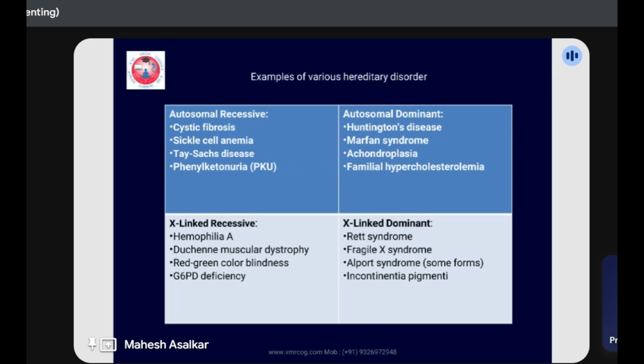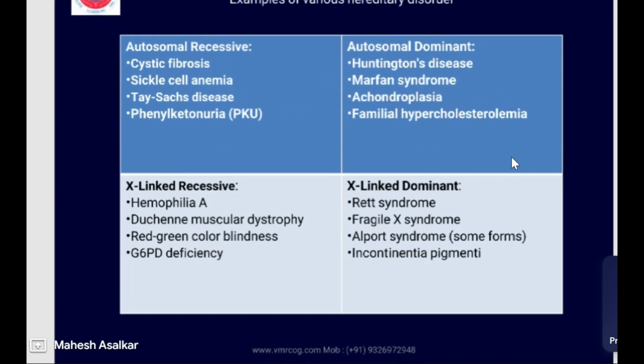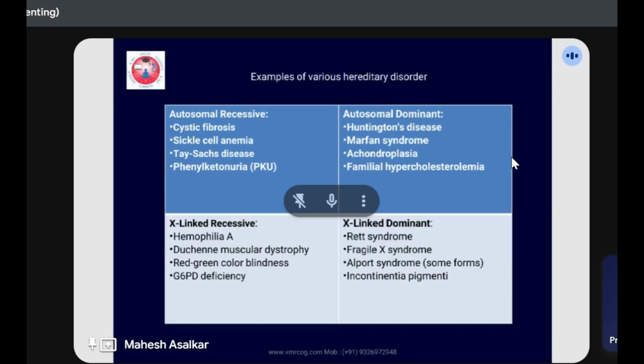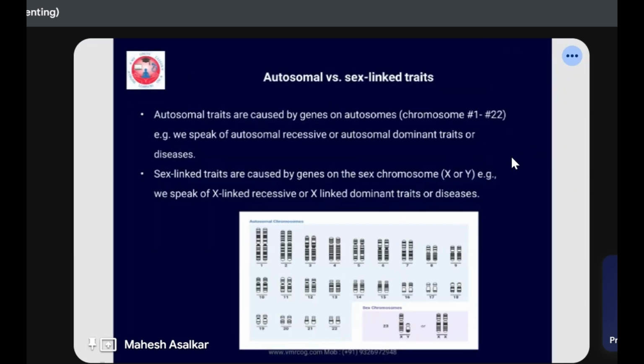While X-linked dominant, which is rare, you have Rett syndrome, Fragile X syndrome, some forms of Alport syndrome. Okay, not all forms of Alport syndrome. Alport syndrome has various modes of inheritance. And incontinentia pigmenti. These are a few examples of inherited disorders from autosomal recessive, autosomal dominant, X-linked recessive and X-linked dominant.